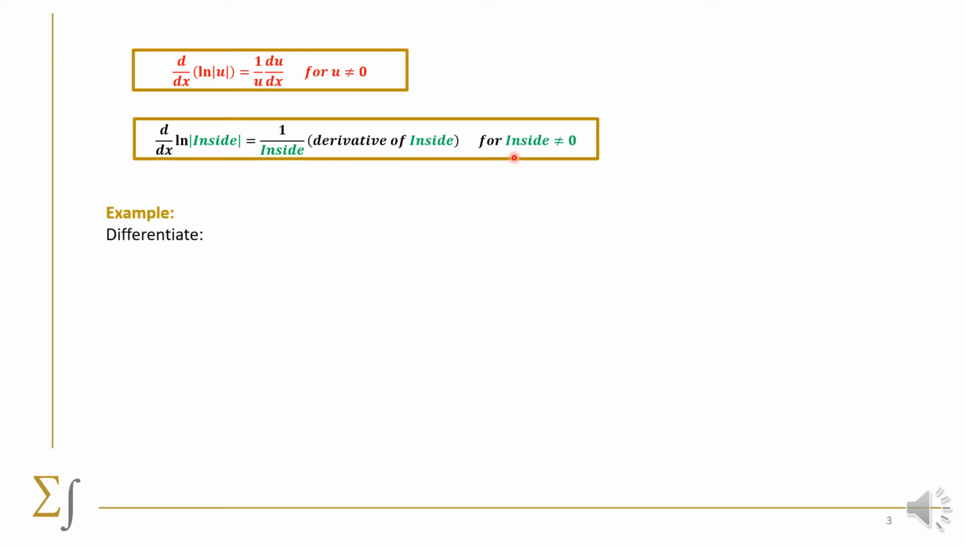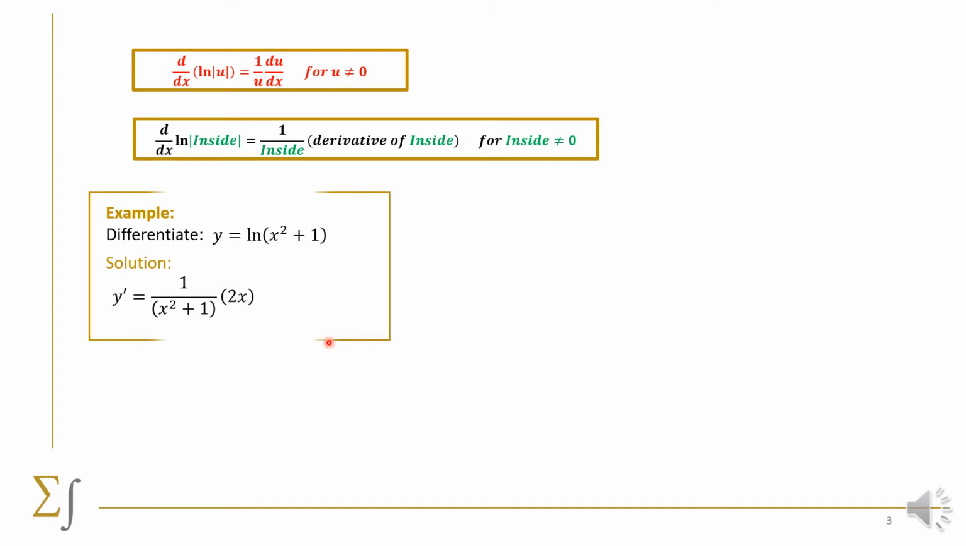Let's take an example. Differentiate y equals ln of (x squared plus 1). Here we did not put the absolute value because we are sure that x squared plus 1 is greater than 0. So we say y prime equals 1 over inside times the derivative of inside, which is 2x.